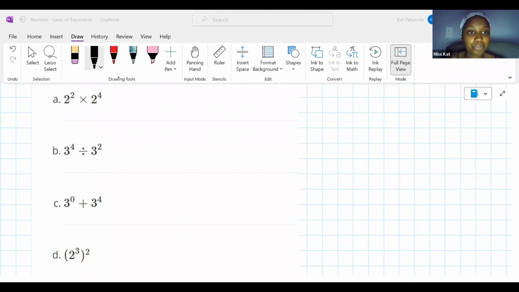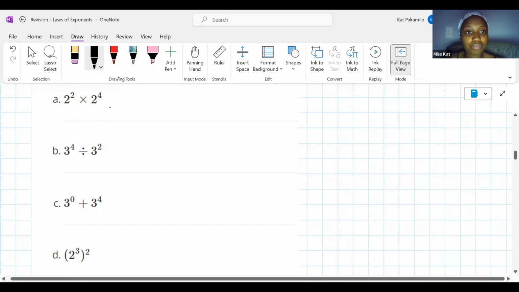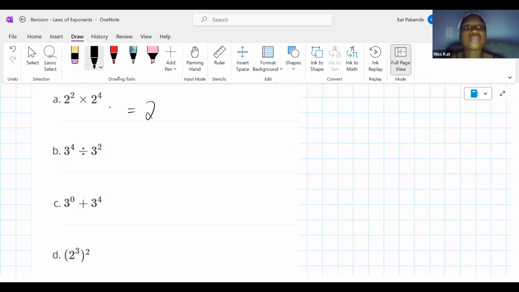Ma'am, A is going to be 2 plus 4, which is 6. And how much is 2 to the power of 6, Tato? 64. Thank you very much, Tato. Beautifully done.